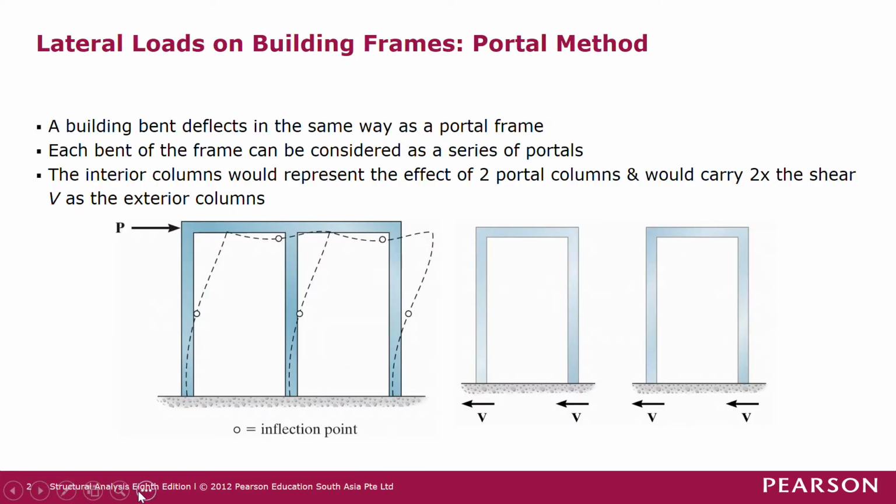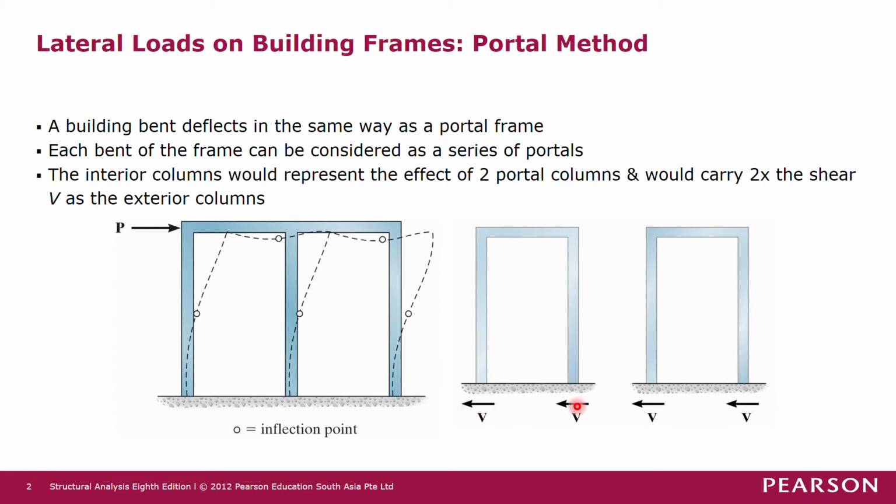A building bent deflects in the same way as a Portal frame. Each bent of the frame can be considered as a series of Portals. So for example, this building bent has two Portal frames like this. In each of the Portal frames, the interior column would represent the effect of two Portal columns and would carry 2 times the shear V as the exterior columns. So in this building bent here, we assume that it consists of two Portal frames like this.